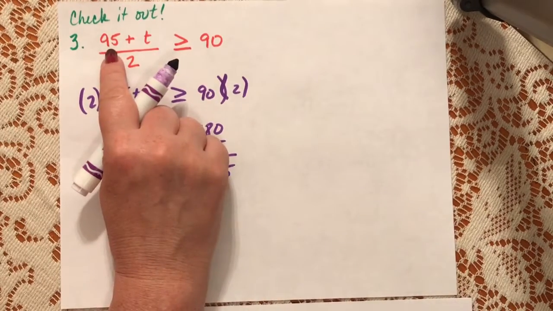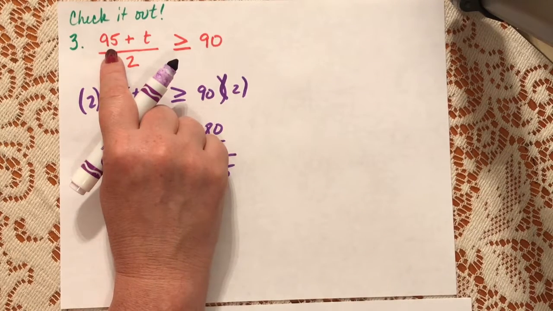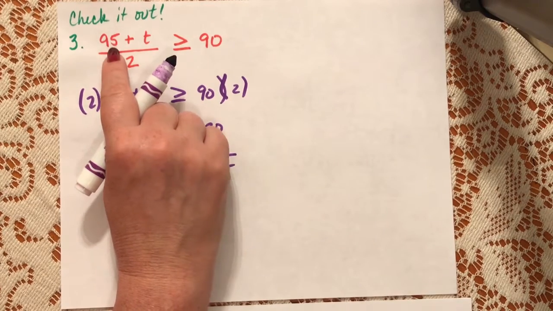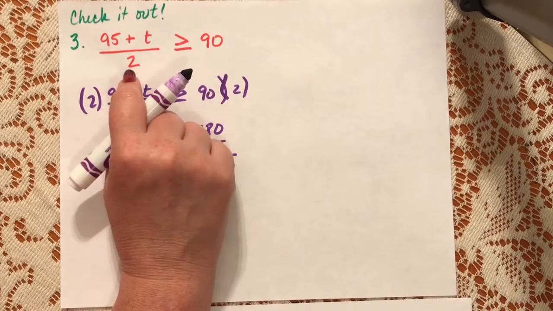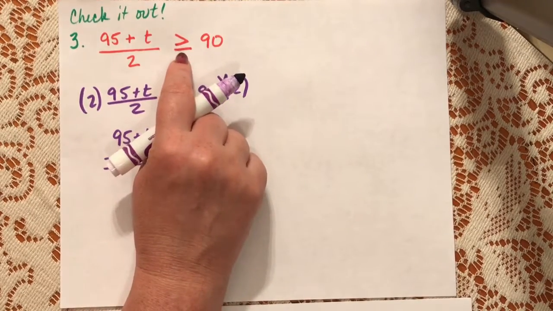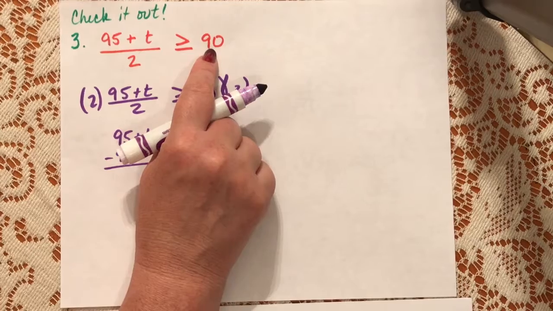Check it out, number 3. The average of Jim's 2 test scores must be at least a 90 to make an A in the class. He got a 95 on his first test. When he adds that to his second test and divides by 2, that has to be greater than or equal to 90 so Jim can get an A.